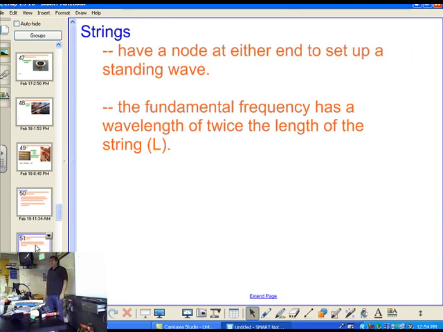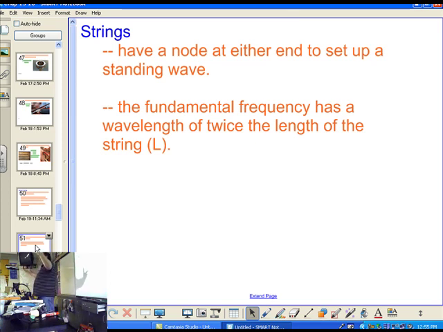So, strings. Now, we're going to talk about strings and open tubes today, because our discussion is going to be about open tubes, or the exercise. Now strings have a node at either end. First of all, you have to have a node at either end.